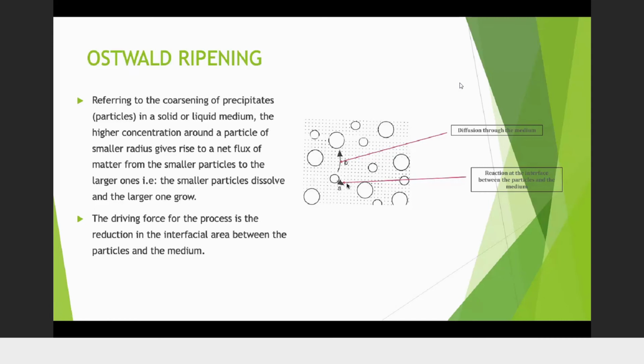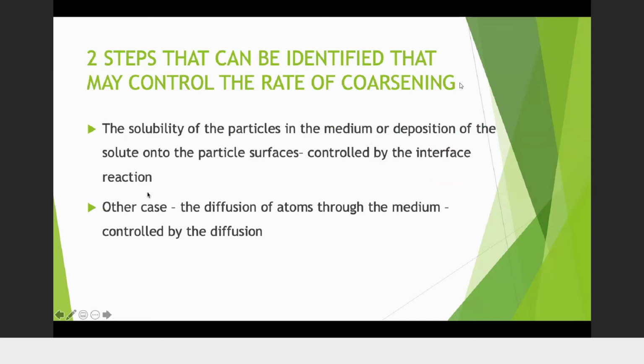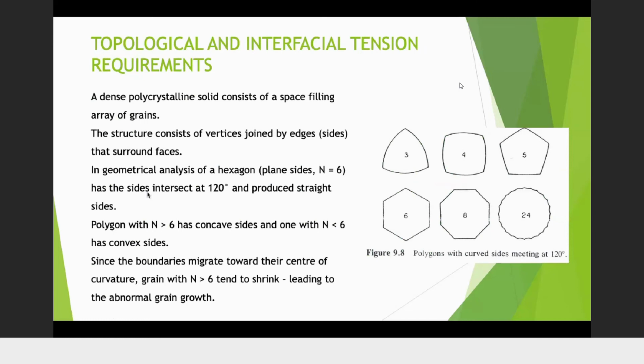So two steps can be identified that may control the rate of coarsening: the solubility of the particles in the medium or deposition of the solute onto the particle surface, or the diffusion of atoms through the medium, which is controlled by diffusion. Also, we have topological and interfacial tension requirements here. So a polygon with a number of sides more than 6 has concave sides and one with a number less than 6 has convex sides, right? So when we have more concave and convex sides, we know that this will influence the grain growth, right?